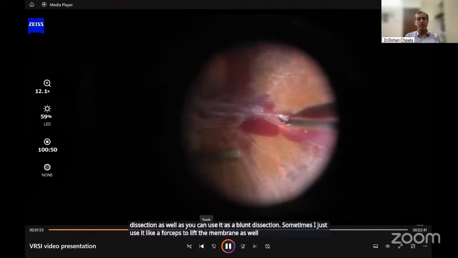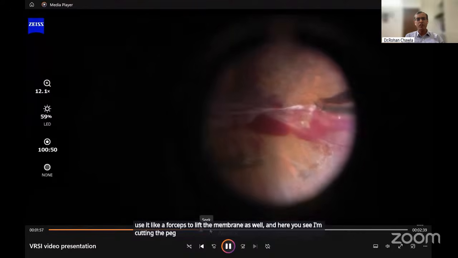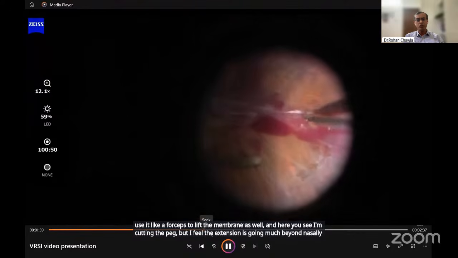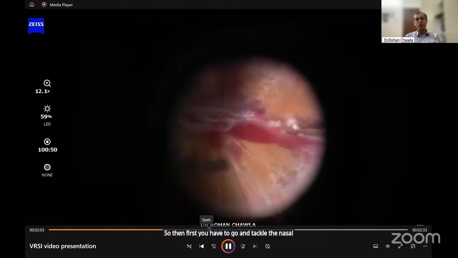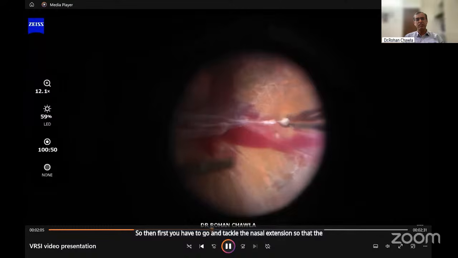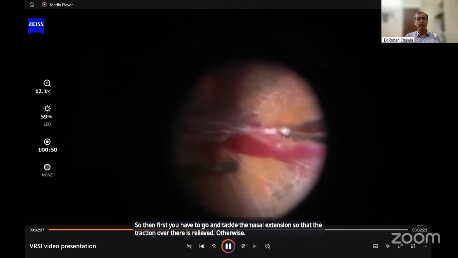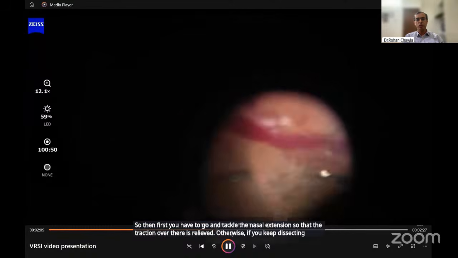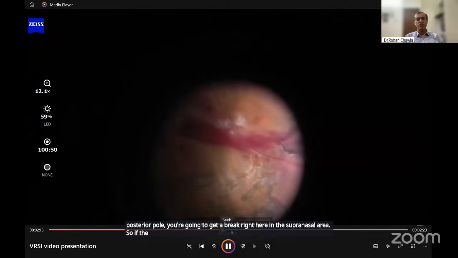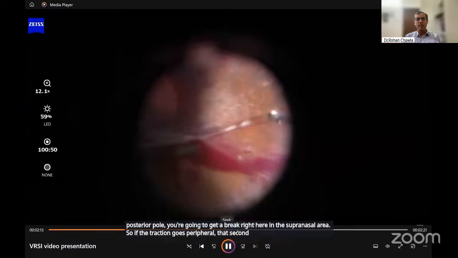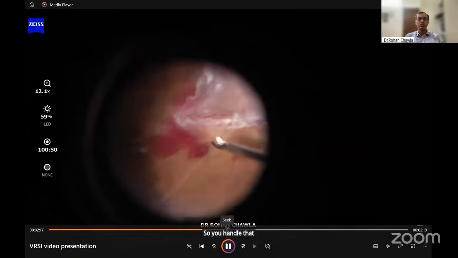And here you see I'm cutting the peg, but I feel the extension is going much beyond nasally. So first you have to go and tackle the nasal extension so that the traction over there is relieved. Otherwise, if you keep dissecting at the posterior pole, you're going to get a break right here in the supranasal area. So if the traction goes peripheral, that second membrane, you handle that and then you come back to the center.